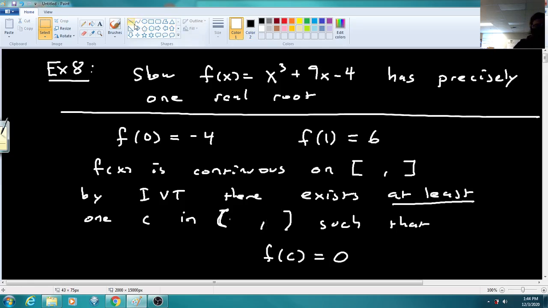So I should say f of x is continuous on 0 up to 1 because those are the x values I'm dealing with. By the intermediate value theorem, there exists at least one c in the open interval 0 to 1 such that f of c equals 0. And we're going to note that -4 is less than or equal to 0, which is less than or equal to 6. So 0 is between -4 and 6. So the intermediate value theorem guarantees me that there is some c like that. It doesn't guarantee that there's only one. It guarantees me that there's at least one 0 like that.